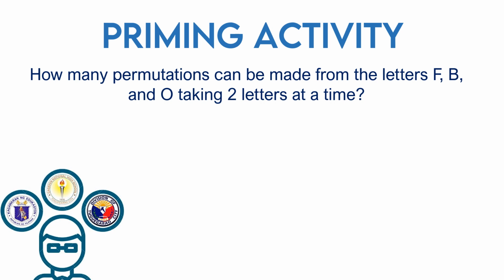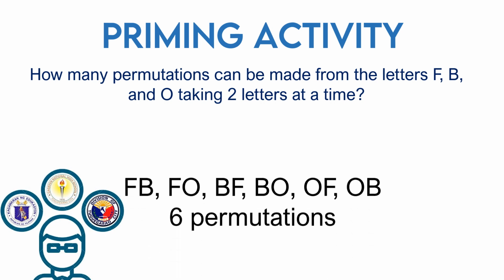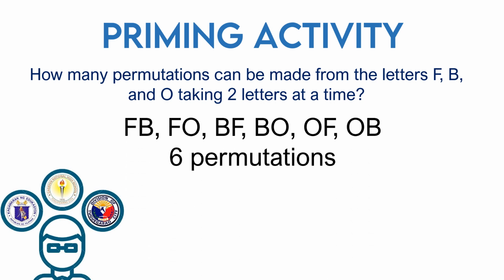Now, what are these 6? Let's try to list them down. We have FB, FO, BF, BO, OF, and OB. So there are actually 6 permutations in all.